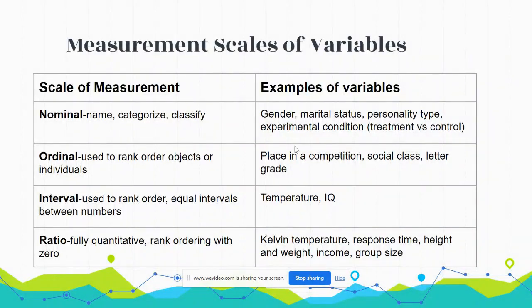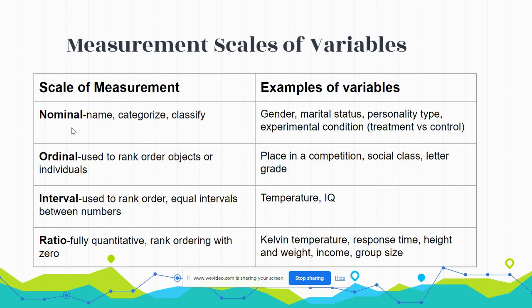Okay. So back to interval variables. Interval data is used to rank order with equal intervals between numbers. This is temperature and IQ. So these are essentially numbers. They go from zero on up to whatever. These measurements matter because there's an equal distance between each number, and they tell us what statistical tests we can use to analyze them.